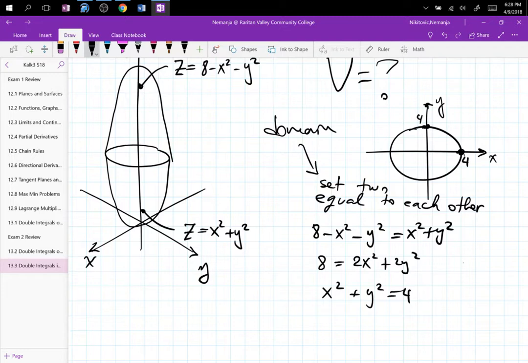4, 4, negative 4, negative 4. So these are the domain.